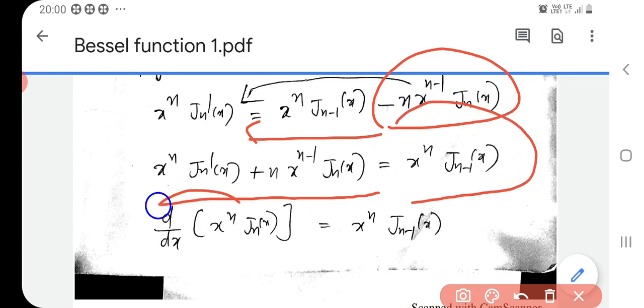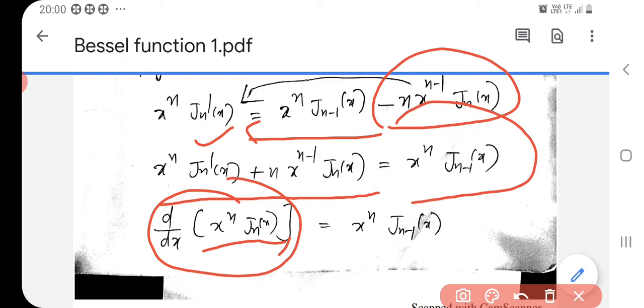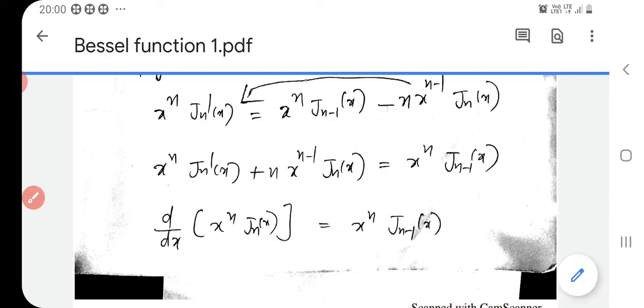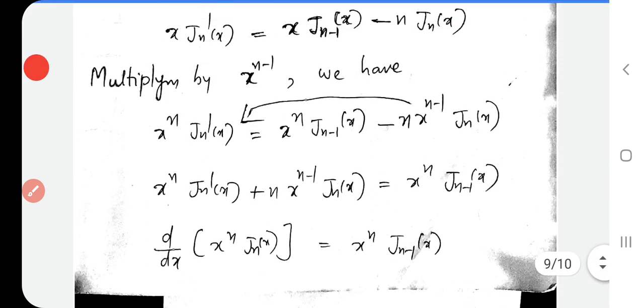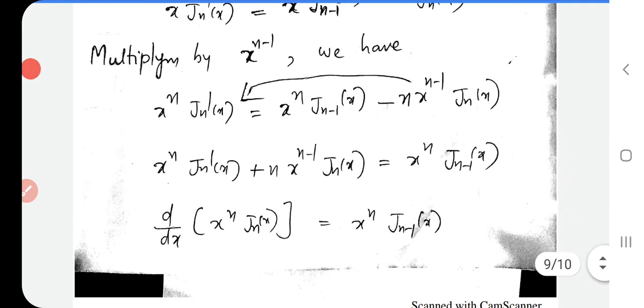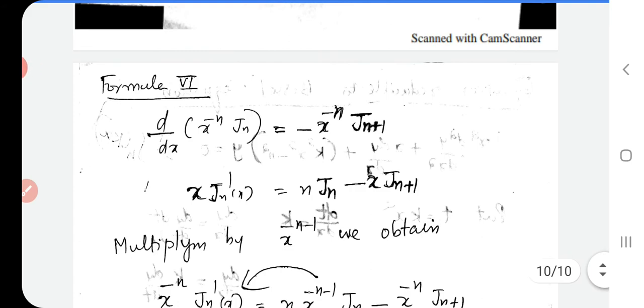So this is d by dx of x to the power n Jn of x. Okay, this is clear if you apply the product rule. This is x to the power n Jn prime of x plus n x to the power n minus 1 Jn of x. So you will be getting x to the power n Jn minus 1 of x. Okay, so you have formula 5, then comes formula 6.